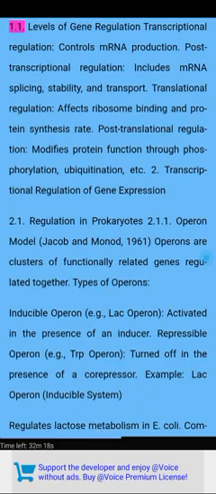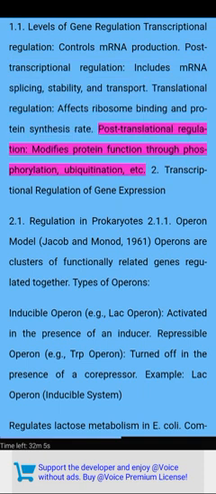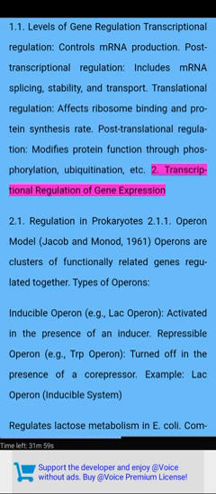1.1. Levels of gene regulation. Transcriptional regulation controls mRNA production. Post-transcriptional regulation includes mRNA splicing, stability, and transport. Translational regulation affects ribosome binding and protein synthesis rate. Post-translational regulation modifies protein function through phosphorylation, ubiquitination, etc. 2. Transcriptional regulation of gene expression.